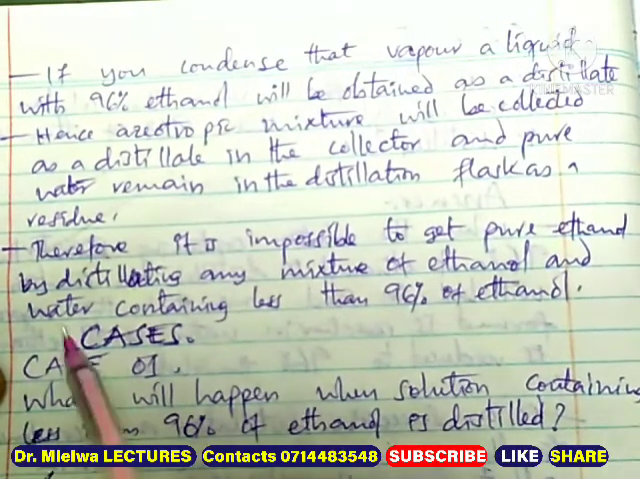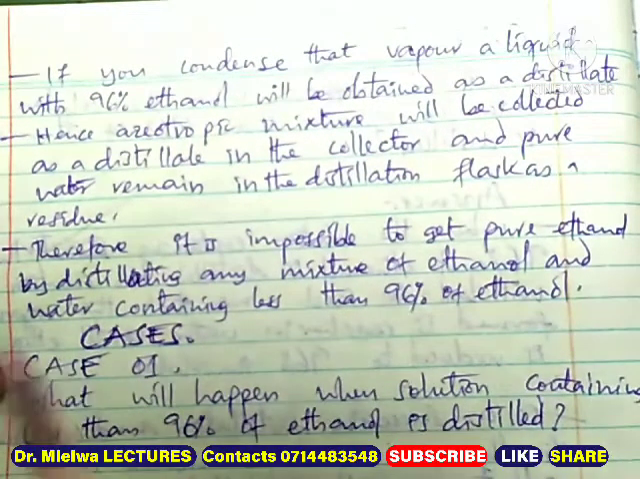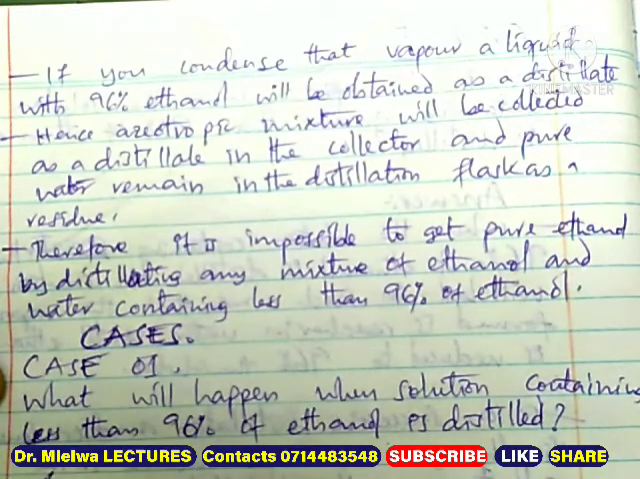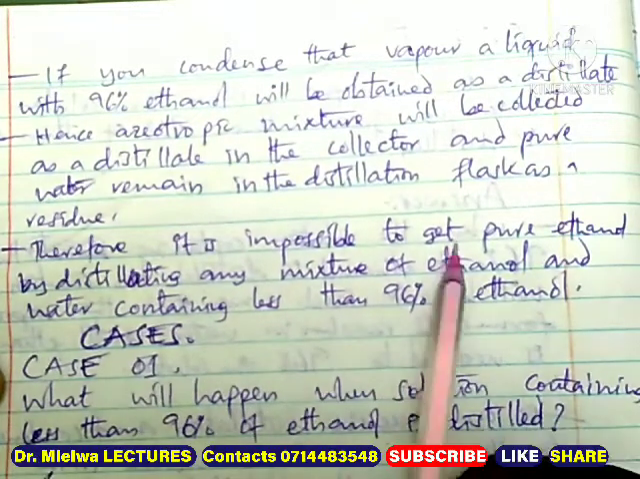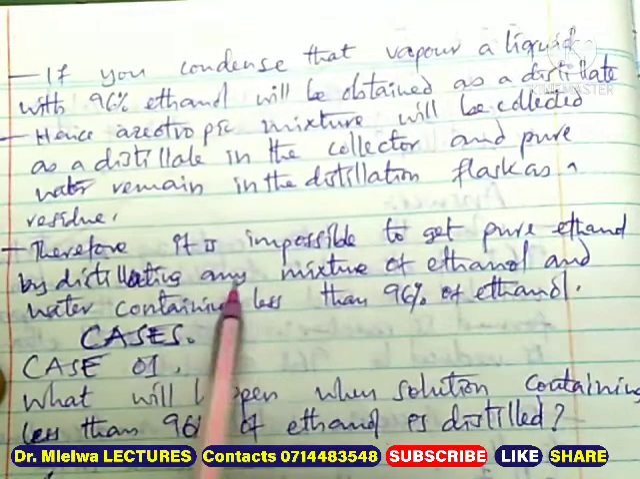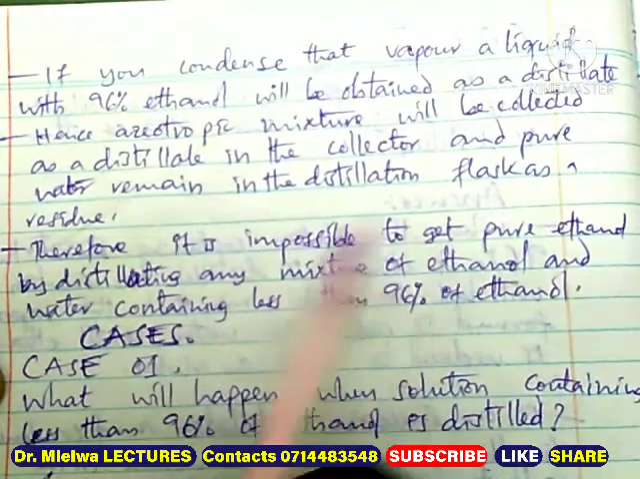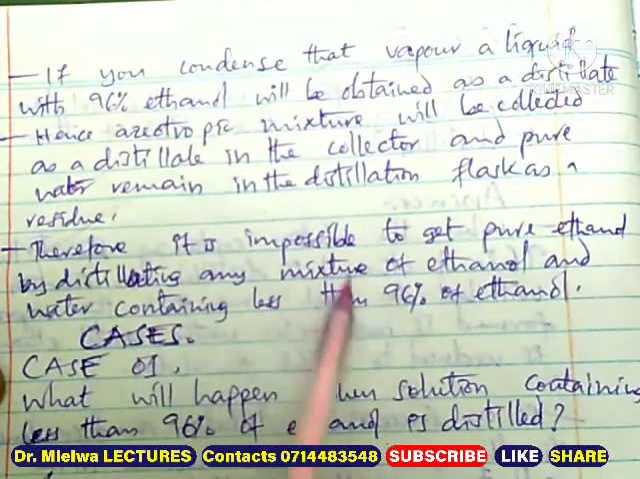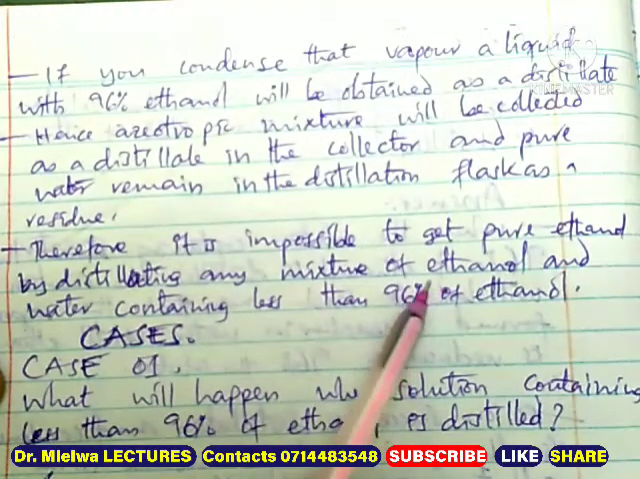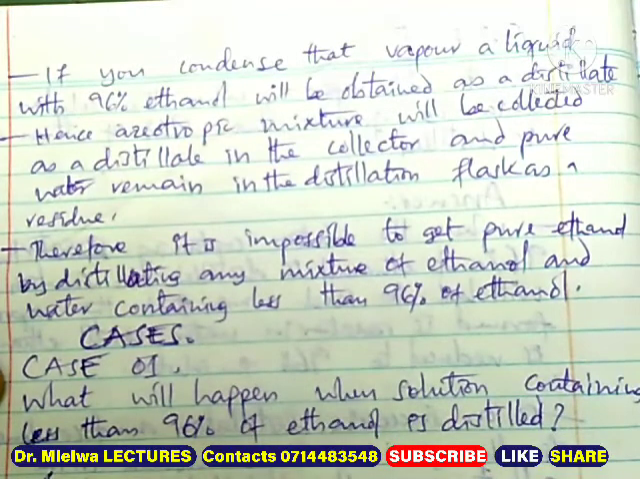So the amount of water in the solution obviously could decrease. We increase the percentage of nitric acid and hence finally the azeotropic composition is attained. So therefore, it is impossible to get pure ethanol by distilling any mixture of ethanol and water containing less than 96% of ethanol.